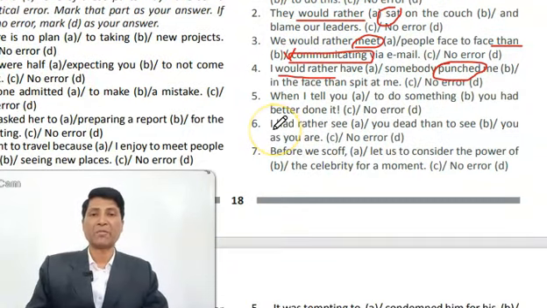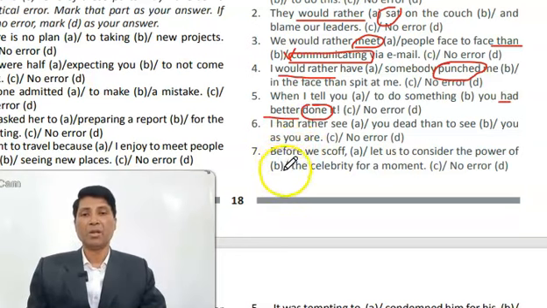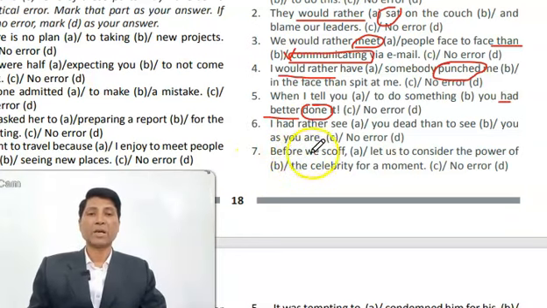Moving on to question number 5. When I tell you to do something, you had better done it. Again, this done is wrong. Why? Because had better is followed by the basic form of the verb, or you can say bare infinitive. Question number 6. I had rather see you dead than to see you as you are. Problem is here. Why? Because just before this I was discussing that if the second clause is beginning with than, the infinitive that is used in that clause must be bare. So it should be see.